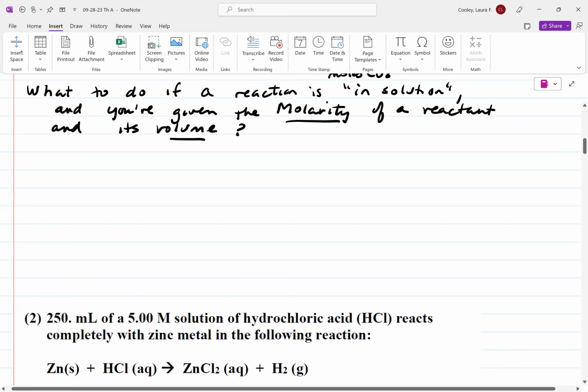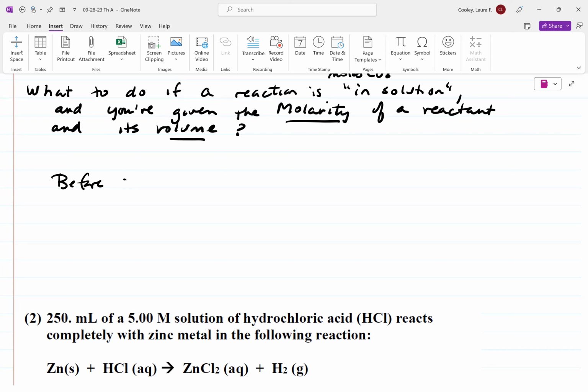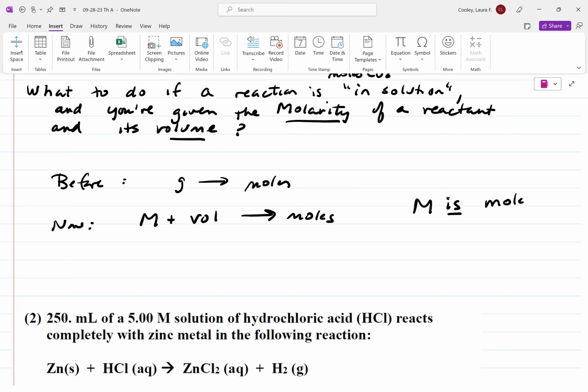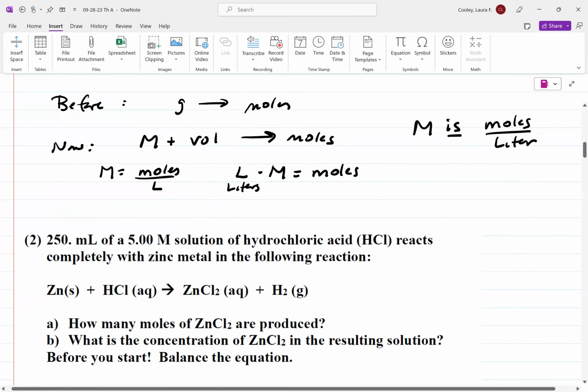So instead of starting with grams and converting grams to moles, as we did before, now we're going to take molarity and volume and convert that to moles. But we know how to do that, right? Because molarity, if you remember, is moles per liter. Okay, so molarity is moles per liter. So the number of liters times the molarity gives you the moles. And so we know how to get moles that way as well.